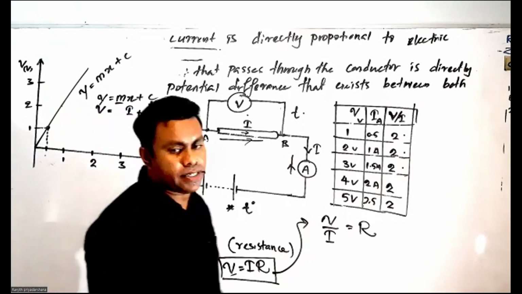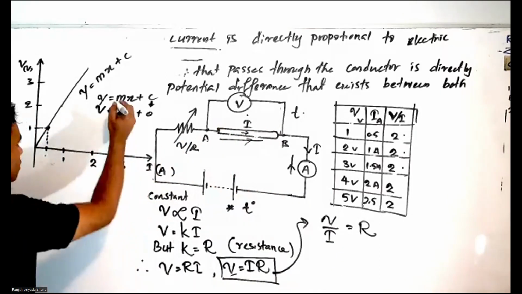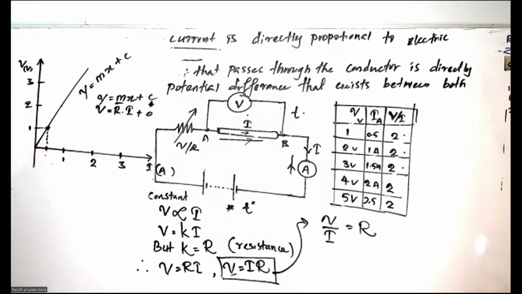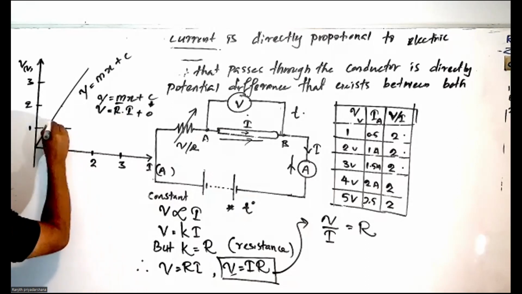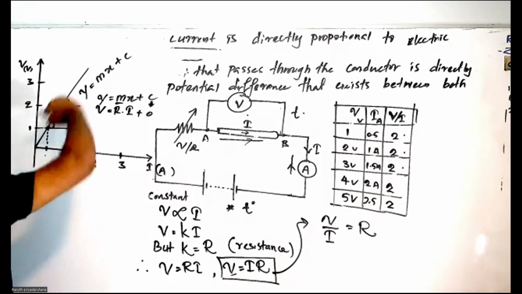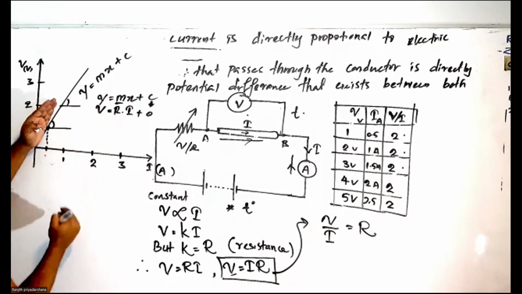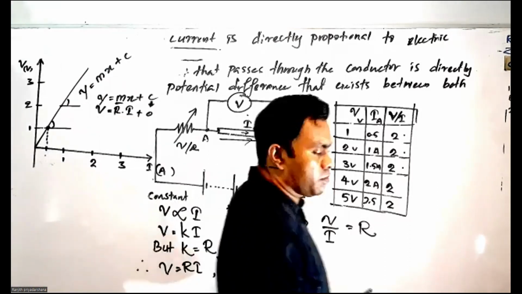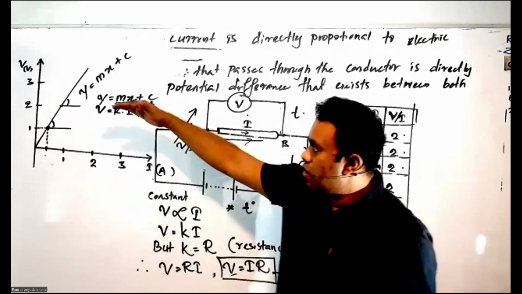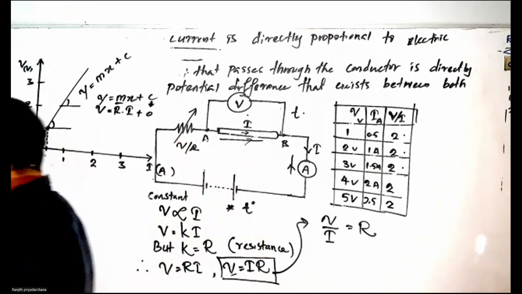By the gradient of this graph we come across the resistance. V equals RI. Because of that constant, this graph is a linear graph. If R changed, it becomes a curved graph. So this is the VI graph. Okay, plot it.